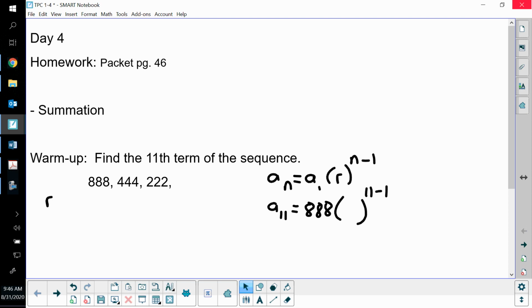Remember, if you're not sure what r is, you can always do the second divided by the first. So here we can do 444 over 888, and that will reduce to a half. Well, now we've got everything we need. We can just type it in the calculator to see what we get. And it would give us 111 over 128. And that seems to make sense because we're getting smaller each time, so we should have something smaller than 222. And eventually, multiplying by a half, it's going to turn it into a fraction.